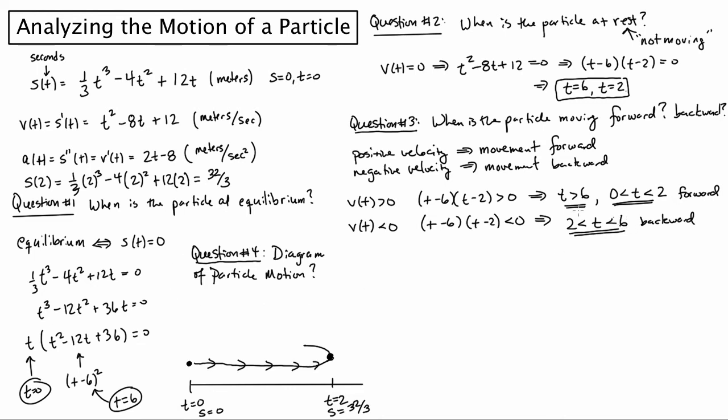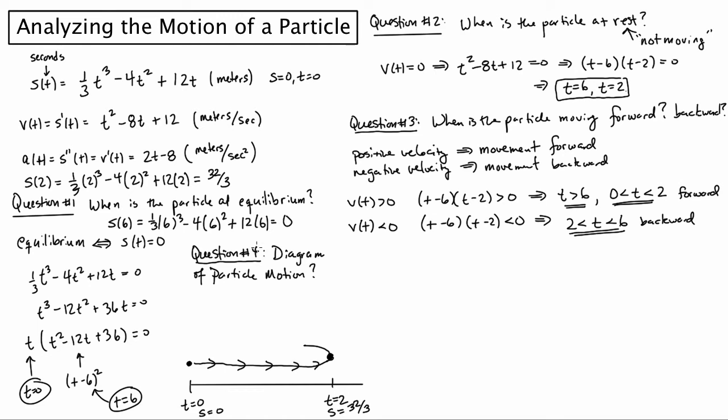Well, you can see that after 6 seconds we turn back around, so I've got to figure out what the position is when t is equal to 6. So I'll do that right here. What is the position after 6 seconds? And so that's just 1/3 times 6 cubed minus 4 times 6 squared plus 12 times 6. And surprisingly enough, if you calculate that value, you'll get 0.